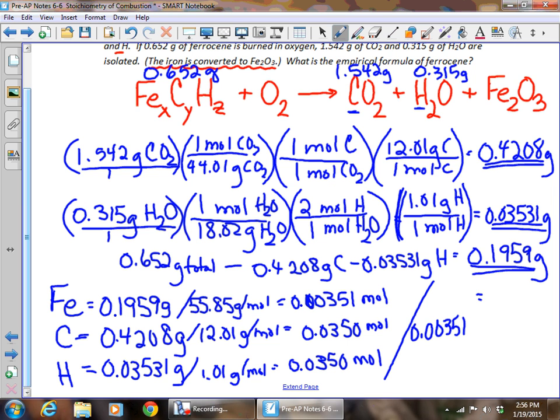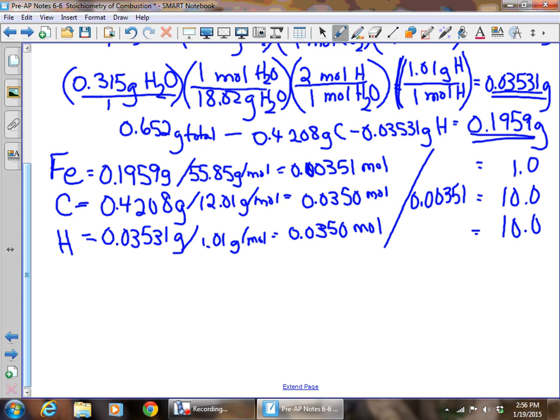Okay, I'm going to divide these now by the smallest of the numbers, which is 0.00351, and I get 1, 10, and 10. So what does that make my formula for this compound? FeC10H10. And that's stoichiometry by combustion.